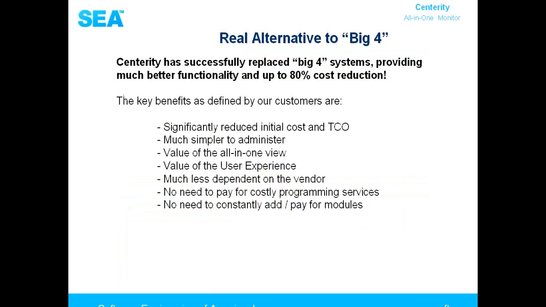So, Centerity is a real alternative to the Big Four. With the Big Four, you usually have to buy all kinds of different pieces to get a complete system. When customers implement our Centerity system, a lot of them report an immediate 80% cost reduction. Some of the key benefits that our customers have pointed out to us are a reduced initial cost and total cost of ownership. And that's key, really.